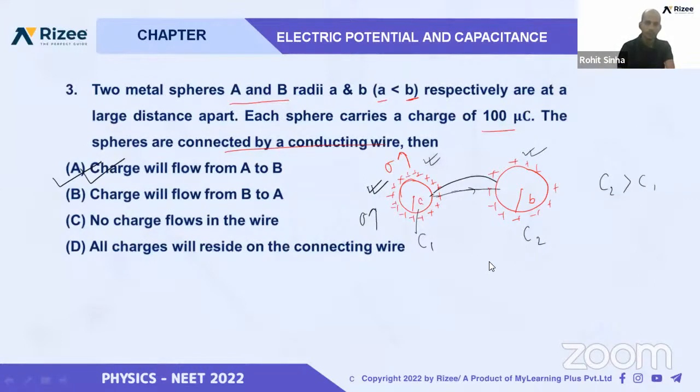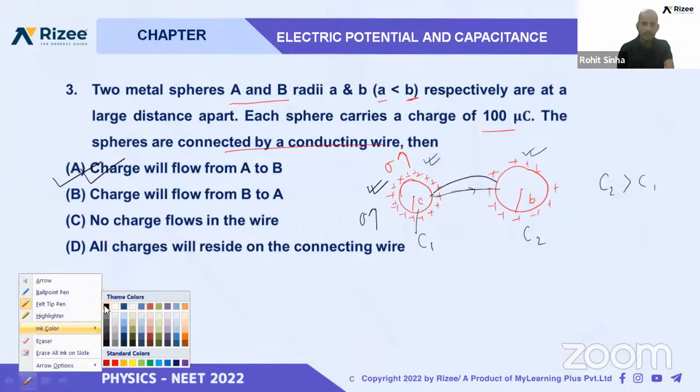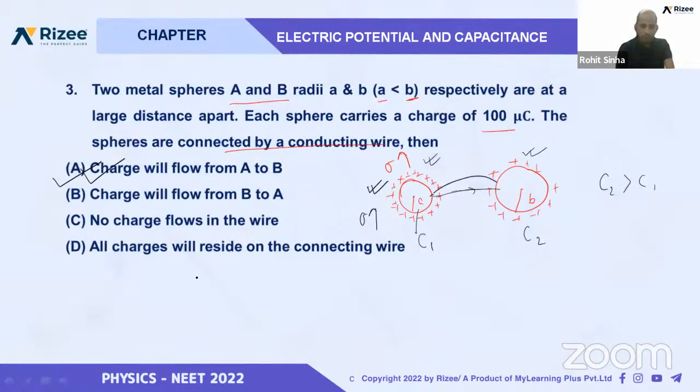Now, it is telling that we are having two metal spheres. Always remember, we are having two metal spheres. It is having another metal sphere like this, with a greater radius as compared to the first one. It is given that B is greater than A. Suppose they are having the same charges.